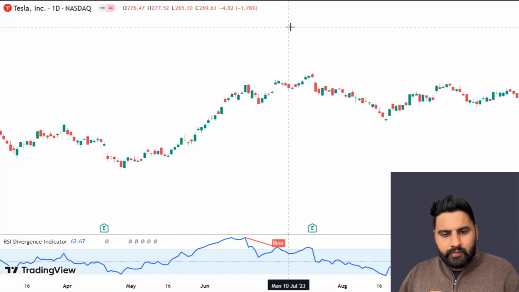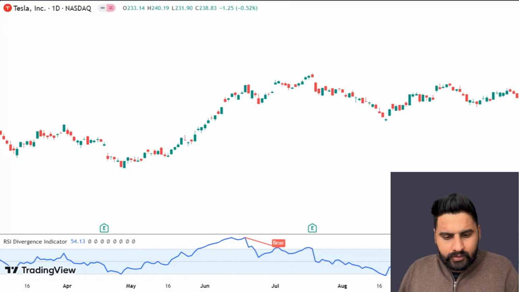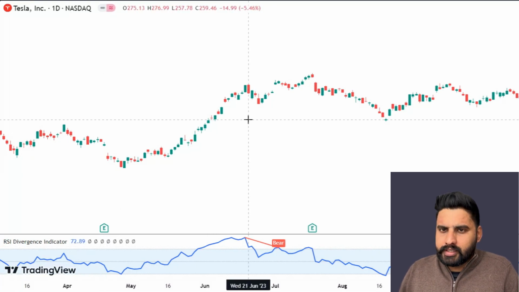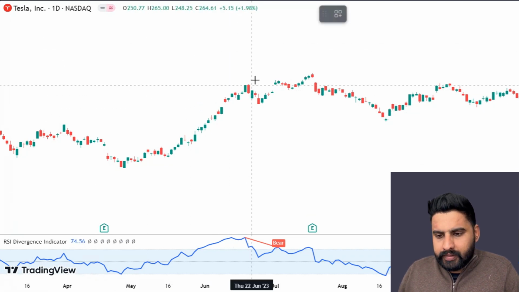What I'm going to show you as an example is Tesla stock. First of all, I will tell you about this RSI divergence indicator. This is a divergence indicator that you can find in the indicator section of TradingView. You can go to TradingView, search for indicators, and find this RSI divergence indicator, or you can even use a simple RSI. I will tell you how to use this. Okay, so first let me make a line here.